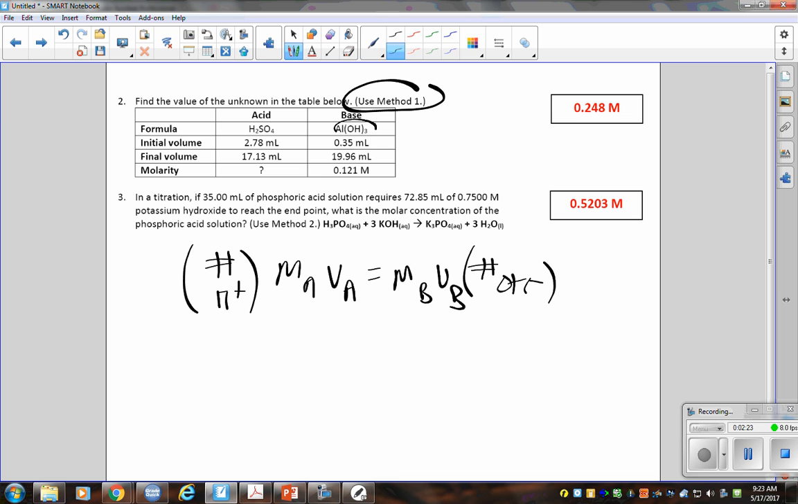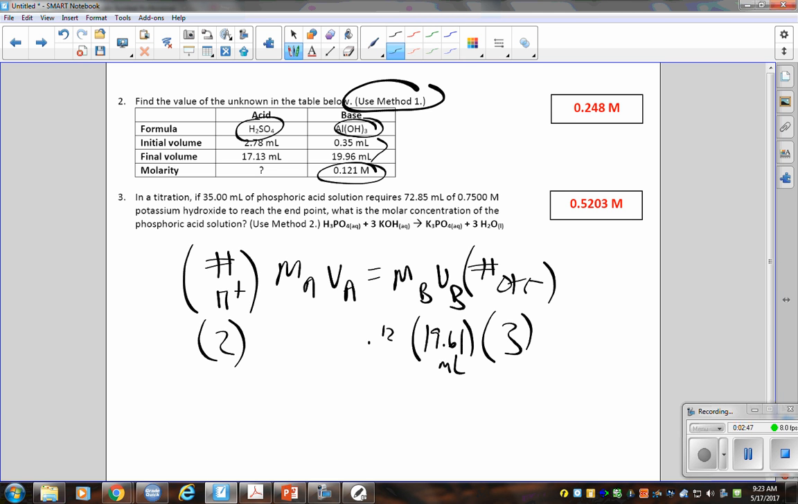So when I set it up, notice how many OHs I have there. I have 3. I have 2 H's there. Pop in a 2 there. Then I need my volume. So the first thing I'm going to do is the final minus initial. I'm going to go 19.96 minus 0.35, and I end up with 19.61 as the volume of my base. My units are milliliters. The molarity is 0.121. There's my setup there.